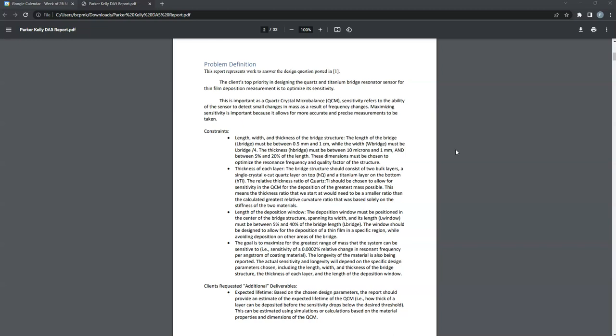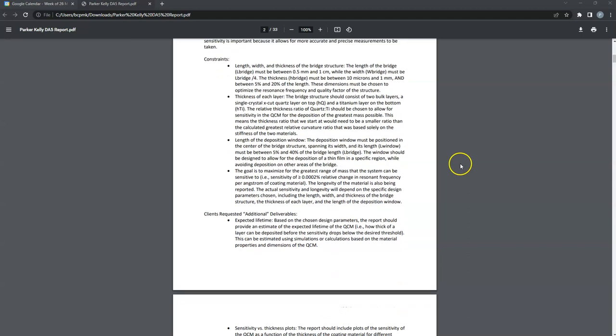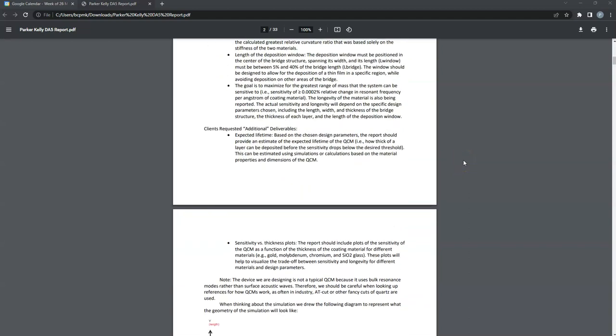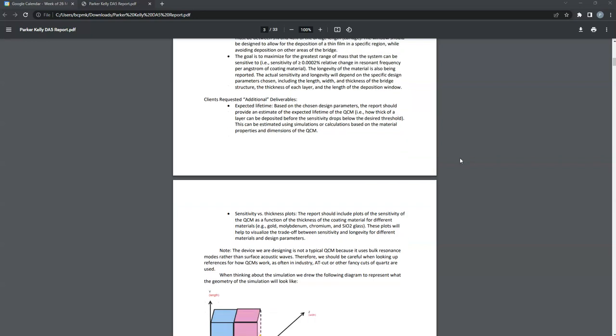Most of these constraints related off of the length of the bridge, with things like the thickness of the bridge having to be within 5% to 20% of the length, as well as the window length being 5% to 40% of the bridge length. Additionally, we had to look at the longevity of our materials as well as the sensitivity for thickness plots.